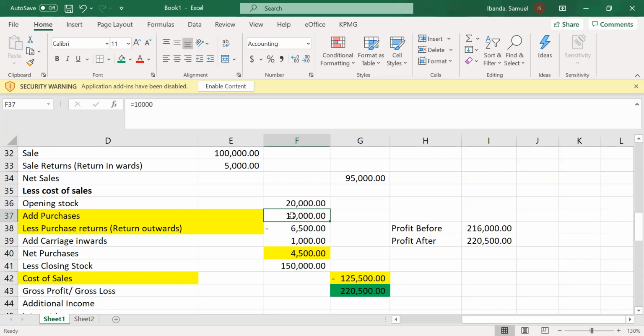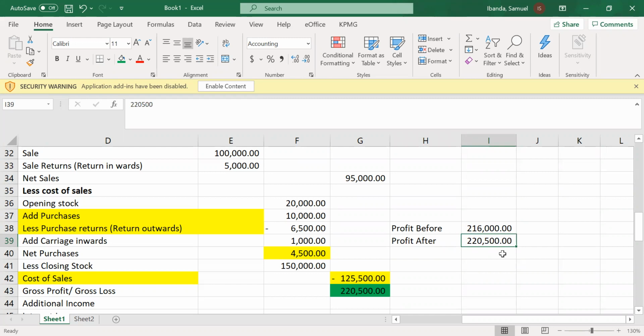So if you have purchase returns that reduce your purchases, it means that your purchases are lower. So the lower the purchases, the lower the cost of sales, and you know very well that when we're computing our profit, we do sales minus cost of sales. So if your cost of sales is low, it means it will give you a higher profit. That is why we are seeing that our profit before is 216, okay? And then our profit after is 220.